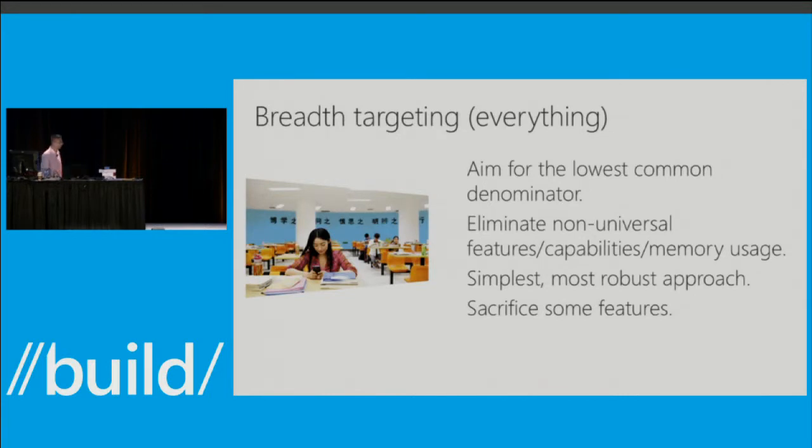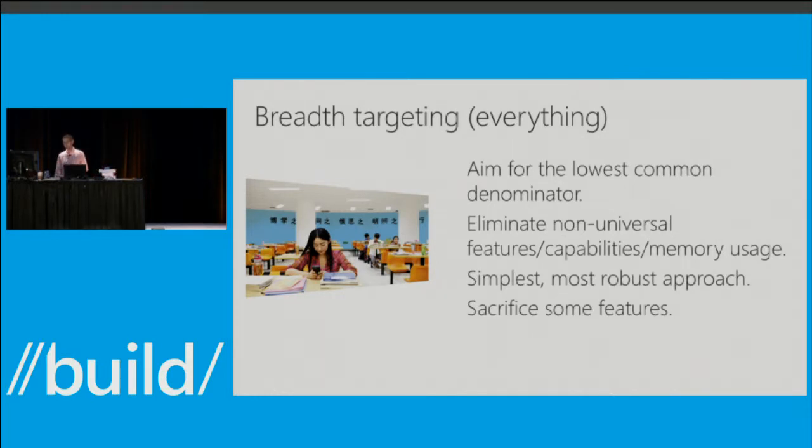So, breadth targeting first. This is an option, and it's the simplest option. Aim for the lowest common denominator, aim for all possible devices. In order to do that, you're going to have to curtail your feature set. That means you have to restrict your app to those features that are available on every single device, and that means not just software features, but also optional sensors, for instance. You cannot use an accelerometer. You cannot use a front-facing camera because they won't be available on all devices.